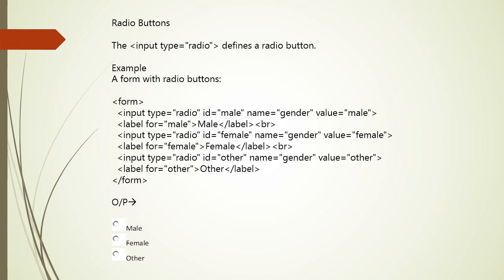For example, if you want to create 3 radio buttons, male, female and other, you can write the simple form this way. Form, input type equals radio, id equals male, name equals gender, value equals male. Label for equals male, then male, slash label. Do it for female and other. So your output will look this way.